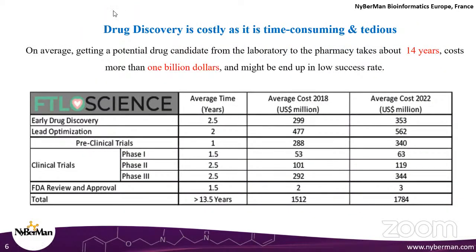Drugs are costly because drug discovery is a costly process. It's a time consuming and tedious process. On average, a drug candidate from laboratory to pharmacy takes nearly 14 years and $1 billion. And not all the drugs end up with a high success rate. Most of the drugs end up with a low success rate.